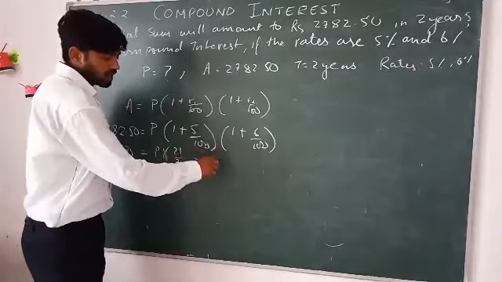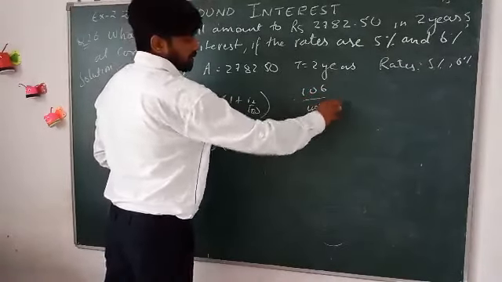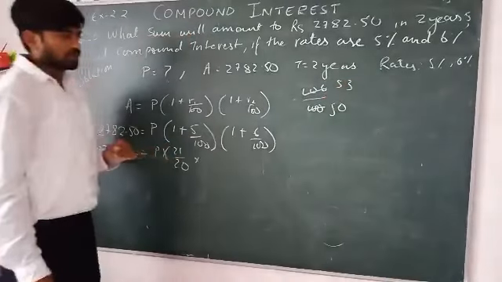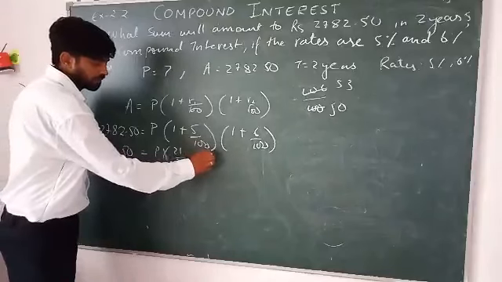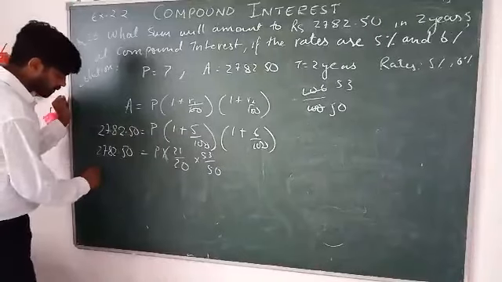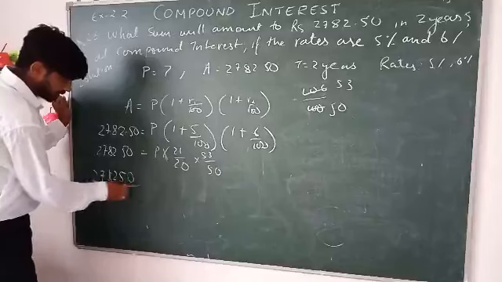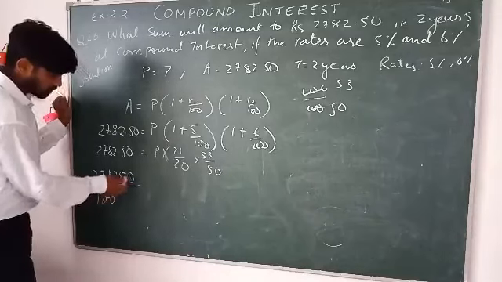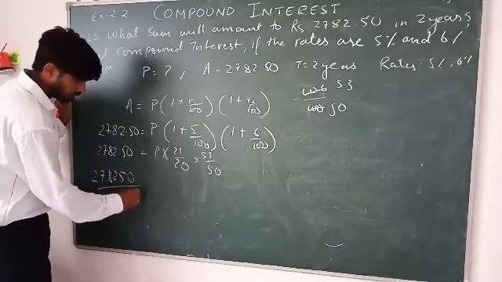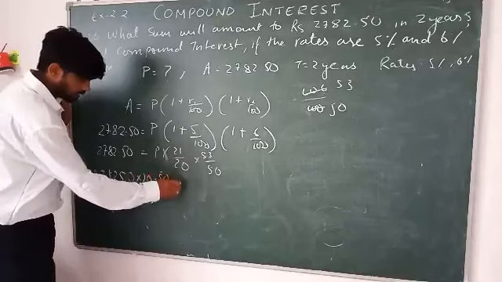Into this is going to become 106/100. This is going to become 50 first, this is going to become 53. So 53/50. Okay, now what I will do, I will shift everything on one side, 2782.50. Neeche I am putting 100. Why I am putting 100? Because I took the decimal point from here, into 21 into 53 into 20, into 50 equals to P.